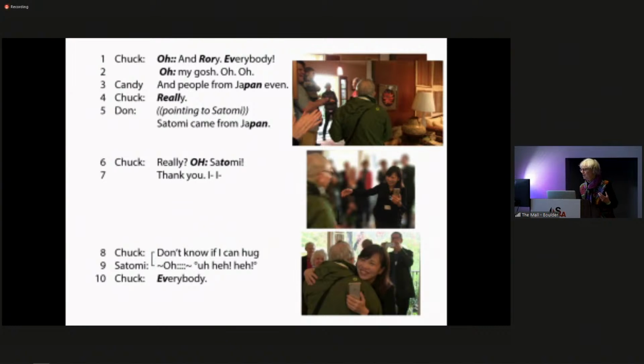And in the midst of the embrace, Satomi's doing this creaky voice, as she closes her eyes. And Chuck says, don't know if I can hug everybody. So he's talking to the group while he's also involved in this very intense emotional expression with Satomi.